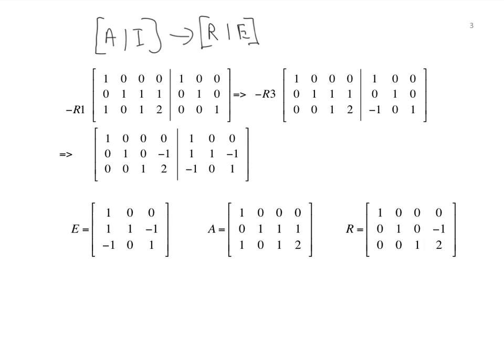Now, of course, this allows us to do E times A equals R. So if we were to left multiply A by E, it should do all the Gauss-Jordan steps required to get us to reduced row echelon form. Okay, so that elimination matrix is going to do Gauss-Jordan.